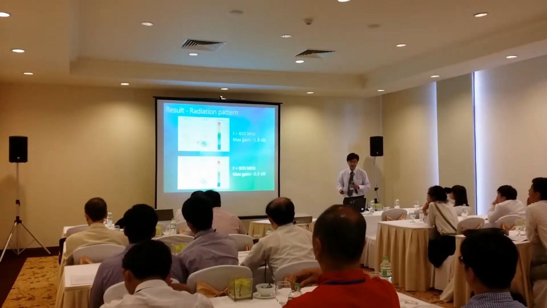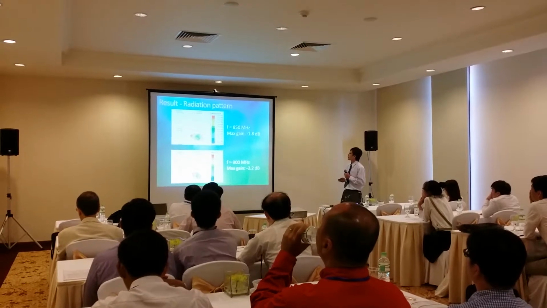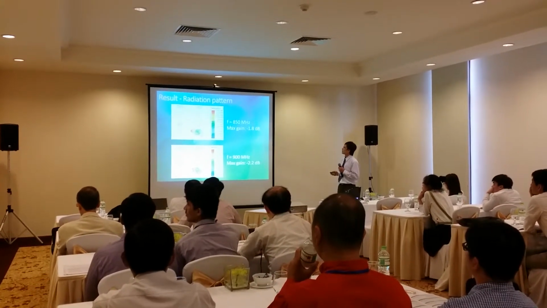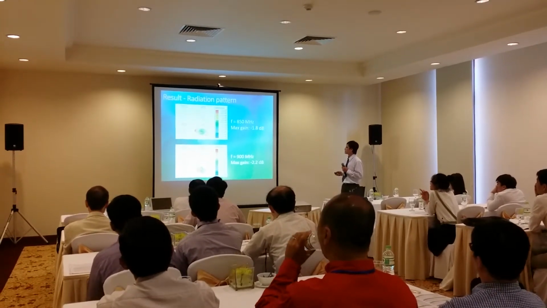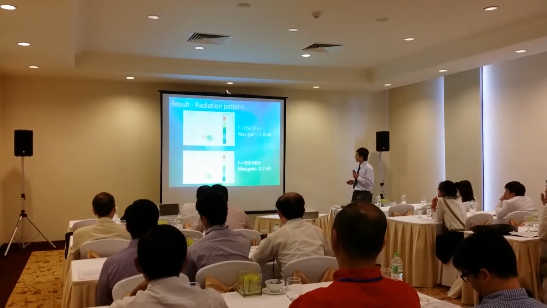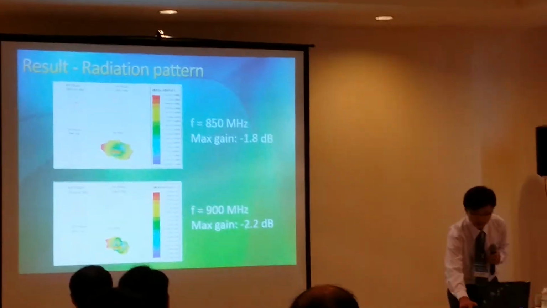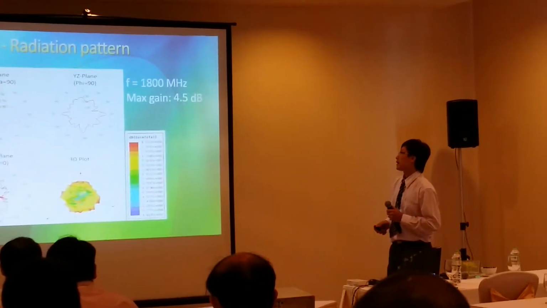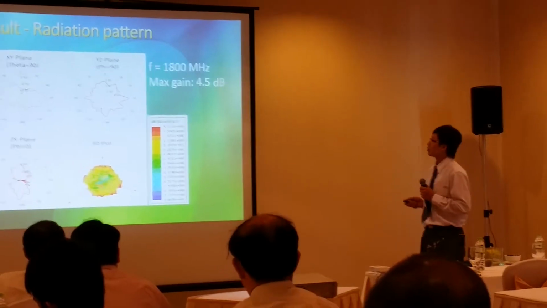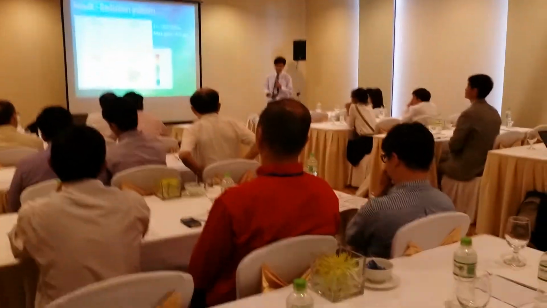And you see the radiation pattern we use HFSS to simulate. At 850 MHz, the maximum gain is -8 decibel, and at 900 MHz, the maximum gain is -2.2 decibel. And at 1800 MHz, the maximum gain is 4.5 decibel, and it works like an omnidirectional antenna.